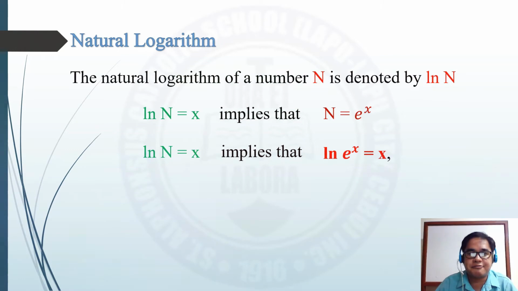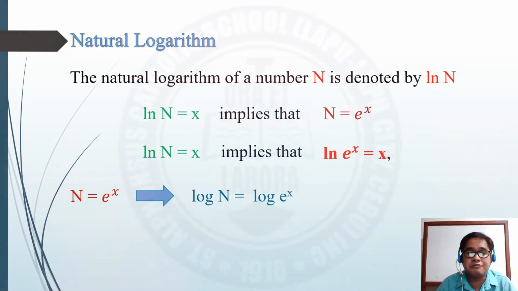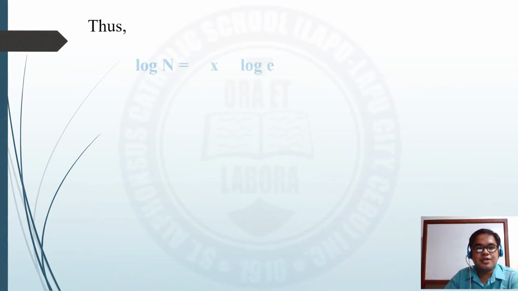If we have n is equal to e raised to x, we can take the common logarithm of this expression, and it will become the logarithm of n is equal to the logarithm of e raised to x, or it can be written as the logarithm of n is equal to x times the logarithm of e. Thus, the logarithm of n is equal to x times the logarithm of e.